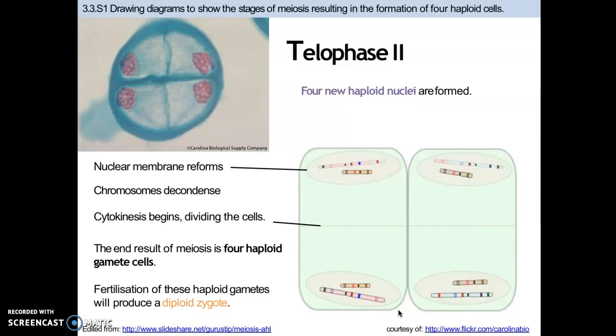But you should be able to draw each step of this, thinking about what's happening with the nuclear membrane, what's happening with the chromosomes. Okay? Try to do this for every phase for meiosis 1 and meiosis 2.